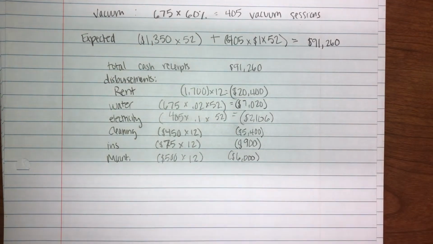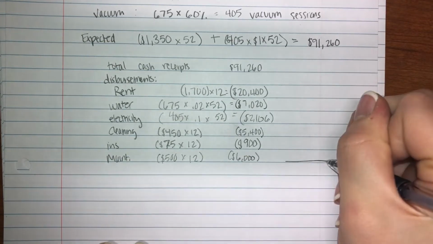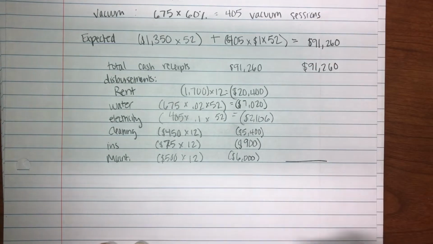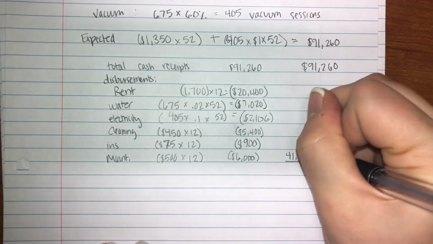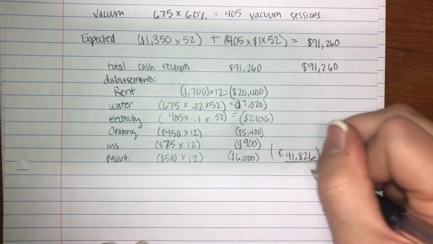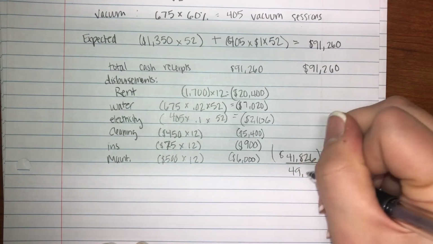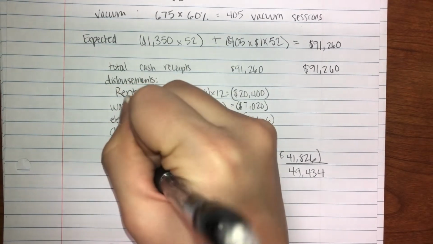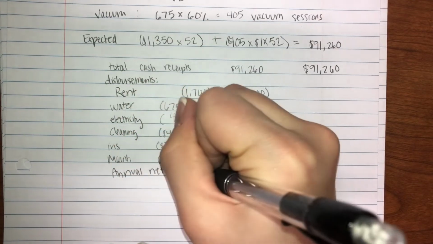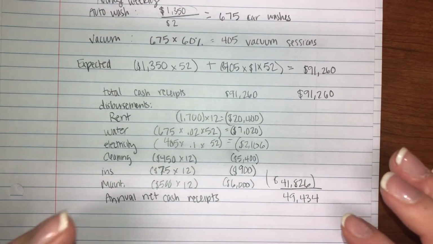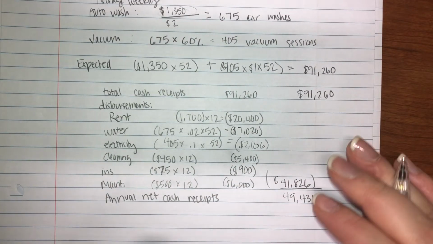So if we take out all of these and determine, first off, our total cash disbursements. We'll actually move this guy out here, 91,260. So our total cash disbursements are 41,826. So if I take that number from this number, I get 49,434, and that is my annual net cash receipts. So that looked really daunting, right? It looked really scary, that word problem, at least I thought it did, but it really isn't that bad.